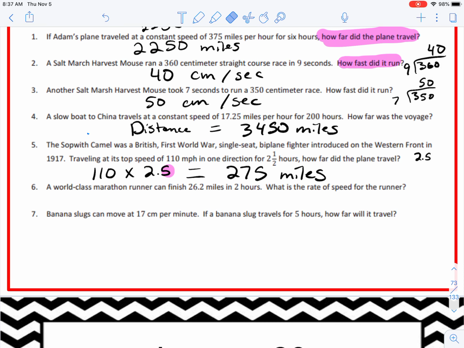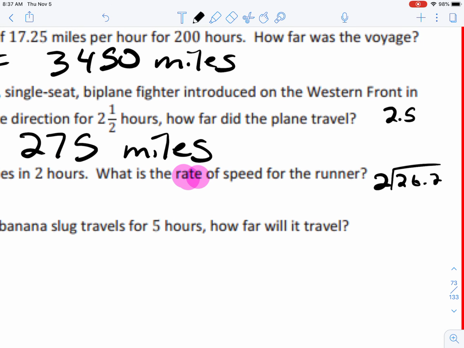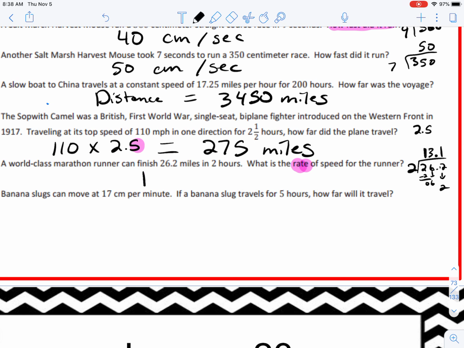All right, guys, a world-class marathon runner can finish 26.2 miles in 2 hours. What is the rate of speed for the runner? Obviously, they're looking for rate, so we have to divide 26.2 divided by 2. Remember, we bring our decimal straight up. 2 goes into 2 once. We subtract that, we get 0, bring down our 6. 2 goes into 6 3 times. Bring our decimal straight up, drop the 2. 2 goes into itself once. So the rate of speed here is 13.1 miles per hour.